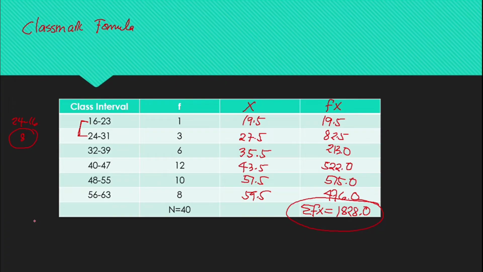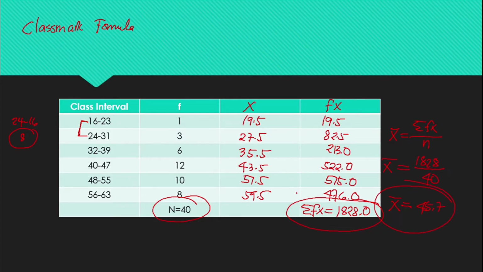Substitute the obtained values in step 3 in the formula to find the mean. So to find the mean, we have here the formula: x mean is equal to summation of f times x over the n. So what is our mean now? We have 1828 over our n, which is 40. So if we're going to solve that, our mean is 45.7. So the mean here is 45.7.